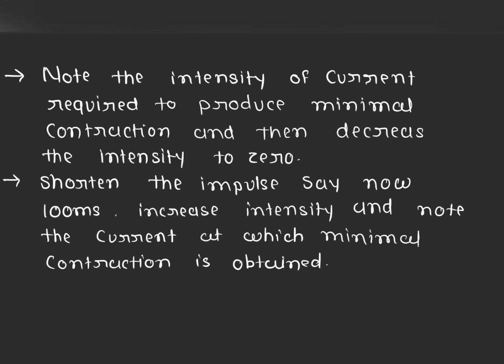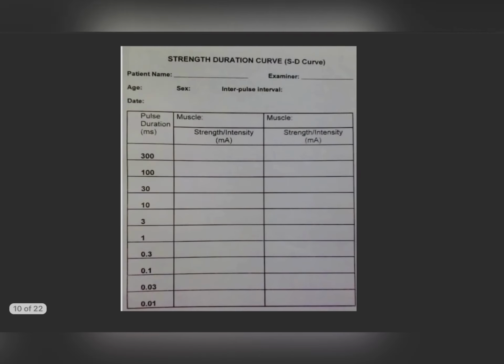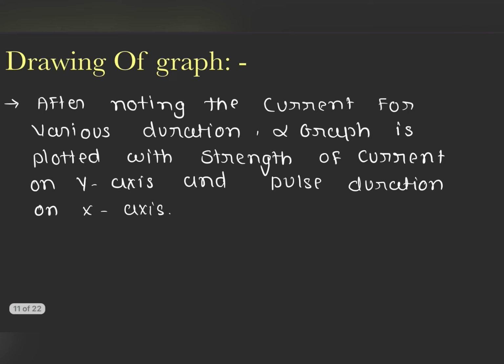Shorten the impulse, say now 100 millisecond, and increase intensity and note the current at which minimal contraction is obtained. Repeat this procedure for each length of stimulus and put all intensities in this card.